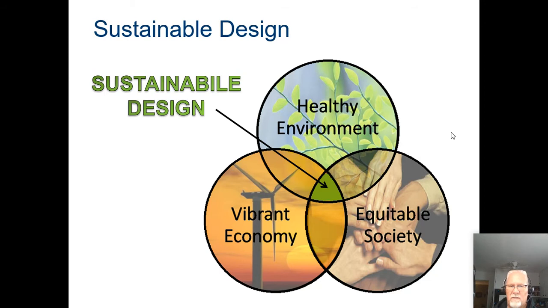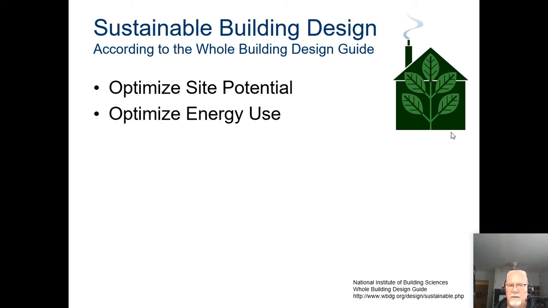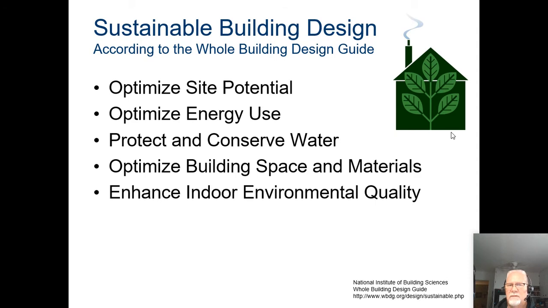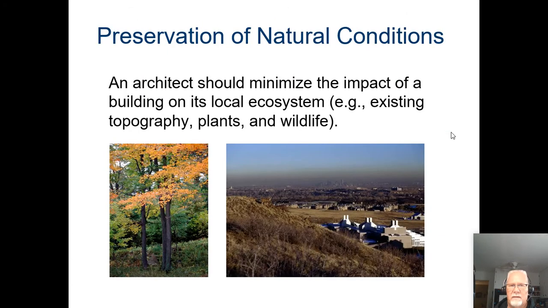Sustainable design has three things in mind: a healthy environment, a vibrant economy, and an equitable society. Is it good for all of us? If we think of sustainable building design, according to the Whole Building Design Guide, we want to optimize site potential, optimize energy use, protect and conserve water, optimize building space and materials, enhance indoor environmental quality, and optimize operational and maintenance practices.